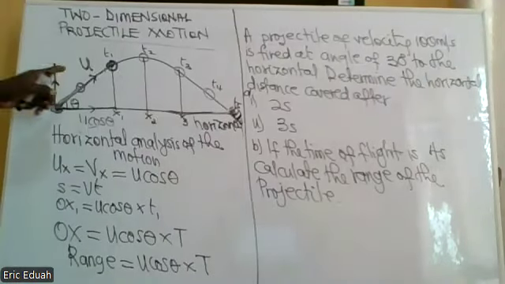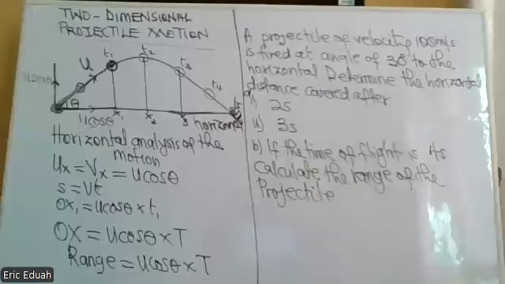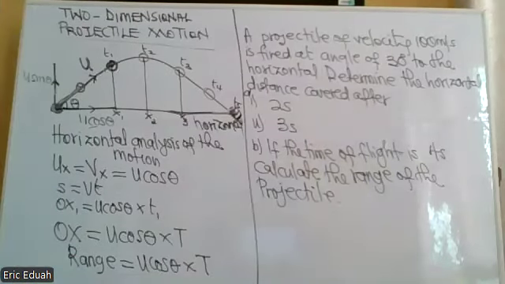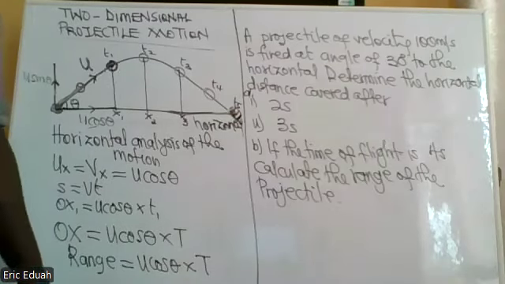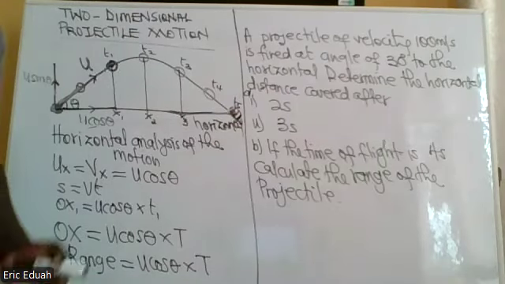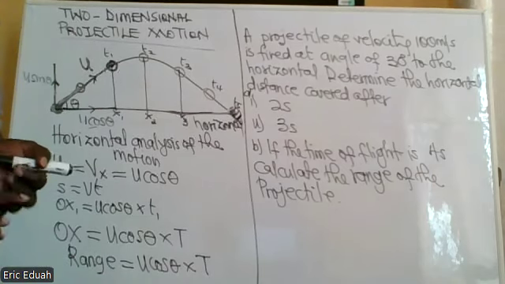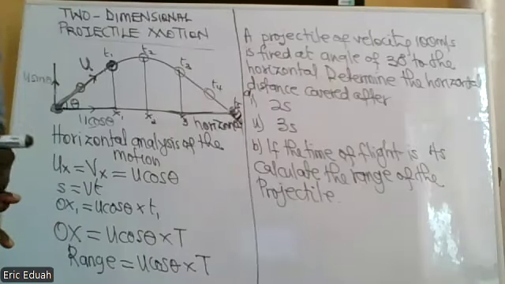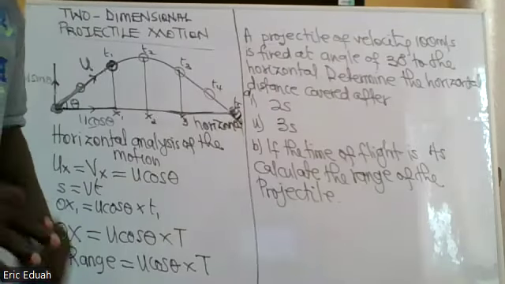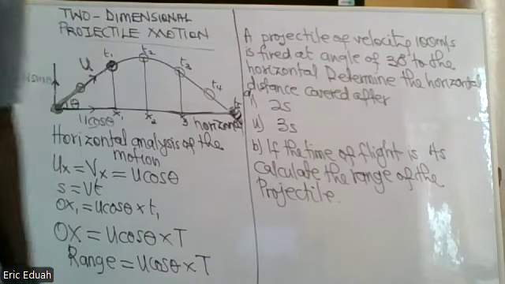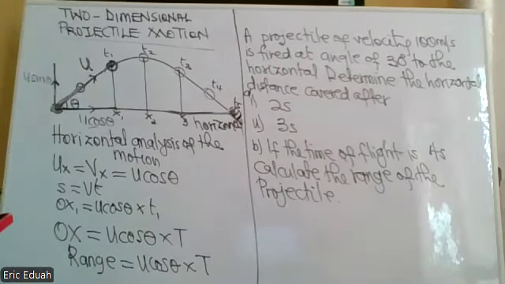So the velocity of projection is 100 meters per second. It is fired at an angle of 30 degrees to the horizontal. Determine the horizontal distance covered after 2 seconds, 3 seconds. And if the time of flight is 4 seconds, calculate the range of the projectile. Give it a trial whilst I take attendance. Okay, I'll be with you.